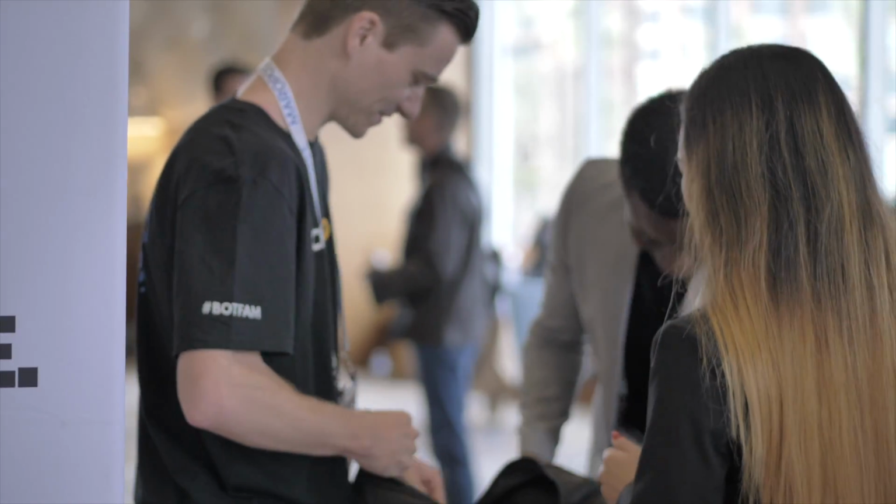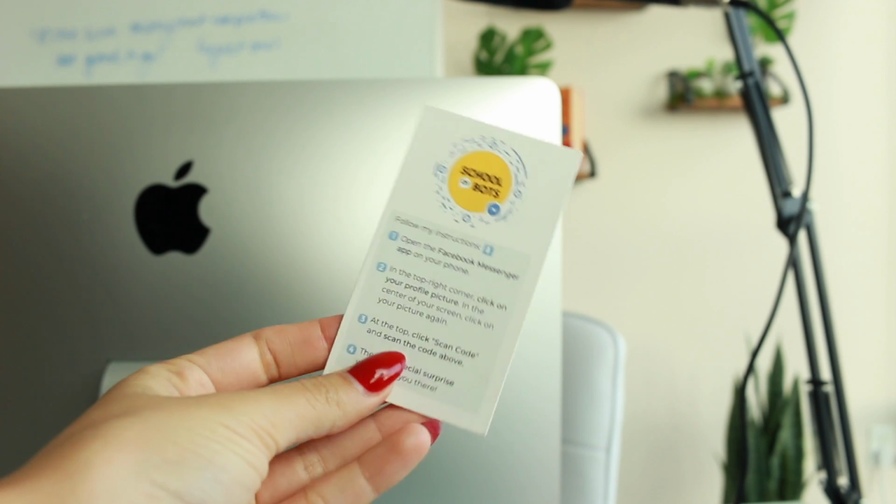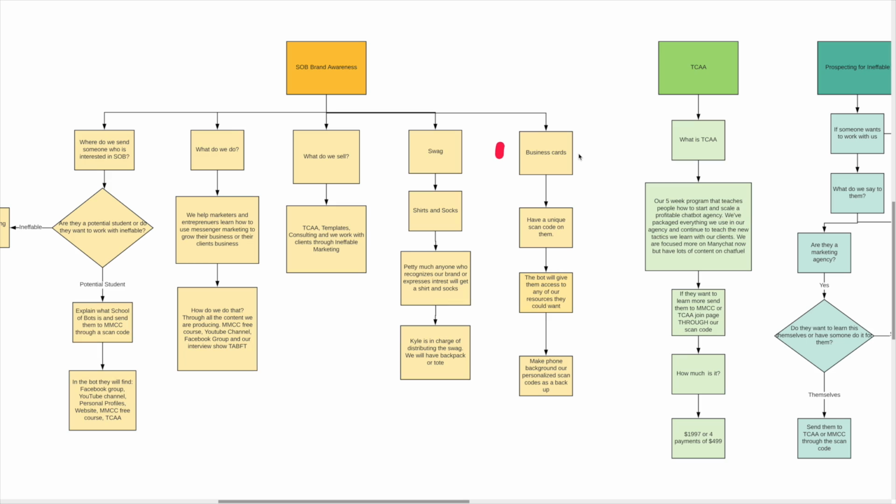And the last part here is going to be our business cards. Super important. We'll be breaking down these a little bit more in another video, but our business cards, we found, do a lot better job than standard business cards. Why do they do that? Because each one of our business cards not only has a picture of our face on them, but they have a unique scan code.